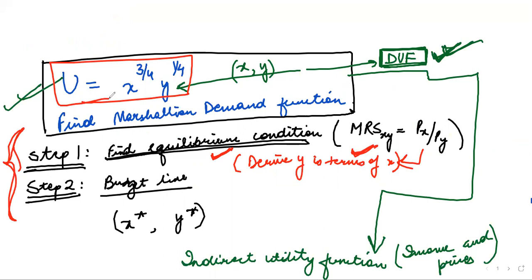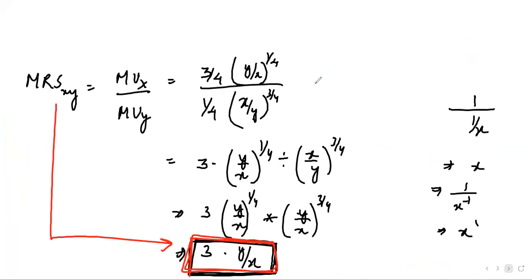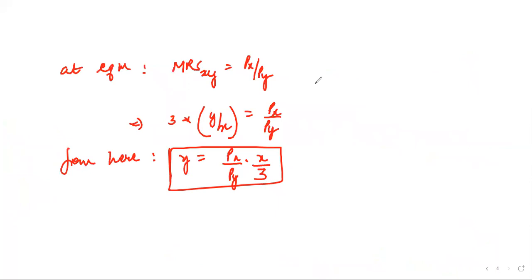But otherwise, just understand that these 2 steps that I follow to derive the Marshallian demand function only hold true for your Cobb-Douglas function or well-defined preferences, and I can also use them for quasi-linear preferences, something that I will again show you. So once I've derived my y, I'm going to put this in the budget line. So my budget line is px into x plus py into y is equal to m.